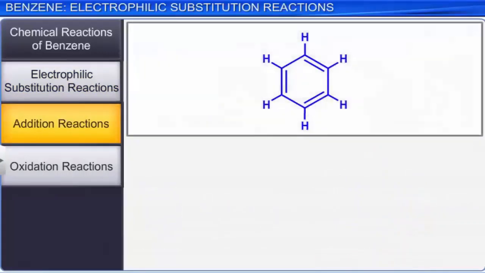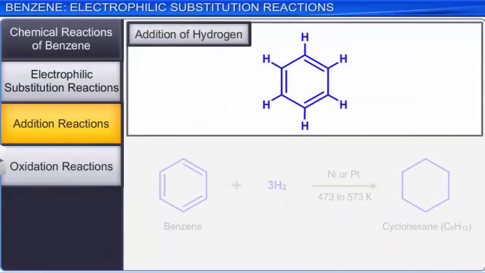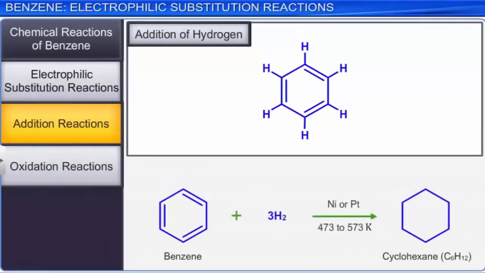Addition reactions occur under drastic conditions at high temperature and pressure. For example, benzene reacts with hydrogen in the presence of a catalyst such as nickel or platinum at 473 to 573 Kelvin under pressure to form cyclohexane.